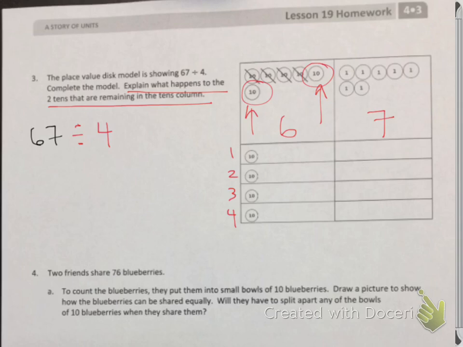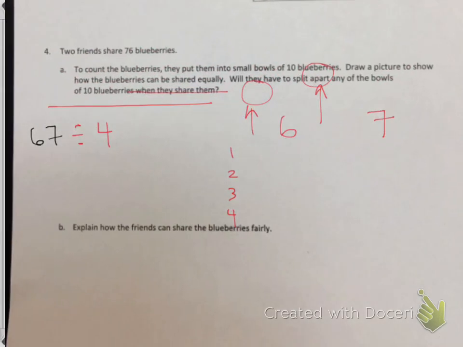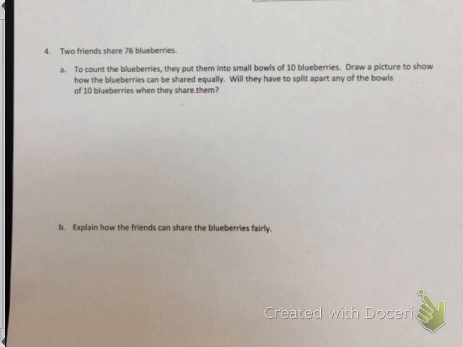And then the last couple questions you're going to get are going to be 4A and 4B, and we're going to be working with 2 friends who share 76 blueberries. So let's see what they want from us. To count the blueberries, they put them into small bowls of 10 blueberries. Draw a picture to show how the blueberries can be shared equally. Will they have to split apart any of the bowls of 10 blueberries when they share them?